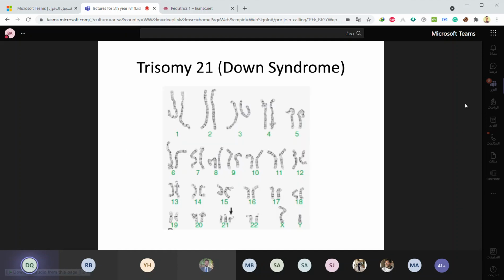So this is the karyotype. This is chromosome number 1 till chromosome 22, and the X and Y chromosomes. So this is a female girl with Down syndrome. This is chromosome 21. Instead of 2, we have 3. So we have one extra chromosome at chromosome number 21. So this is a female with trisomy 21 or Down syndrome.